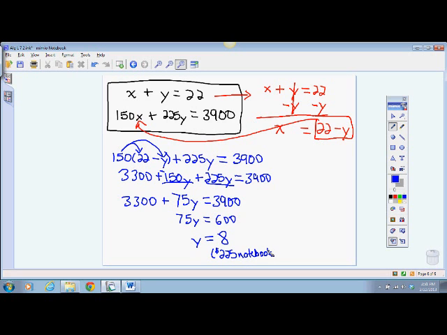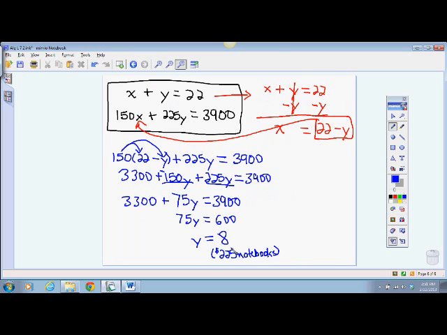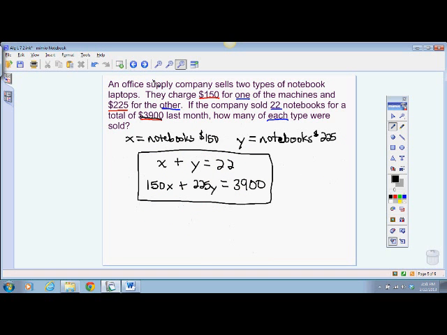But go back and answer the question being asked. It wants to know how many of each type. Okay, shouldn't be too difficult to figure out because we know Y is 8. Plug it in here for Y. So this is X plus 8 equals 22. And if you just subtract 8 from each side, you get X equals 14. Now remember, when we're talking about 14 and X here, that's the $150 notebooks.